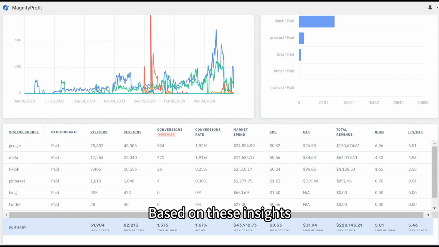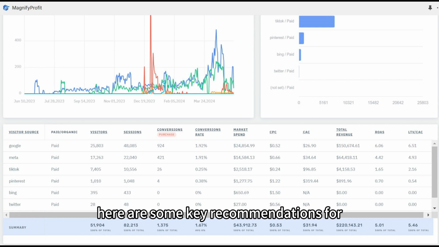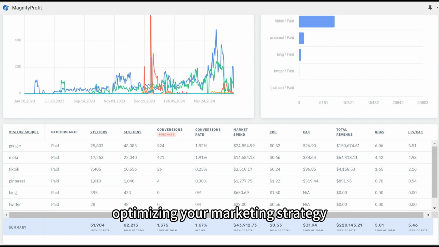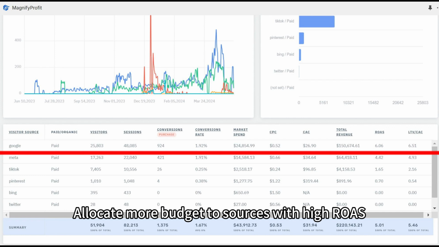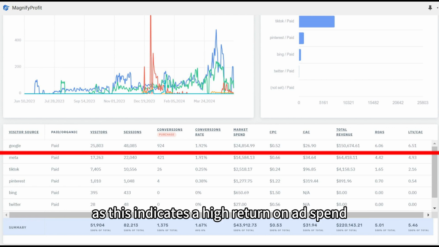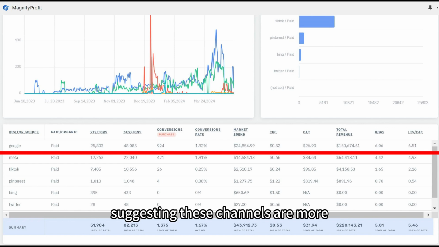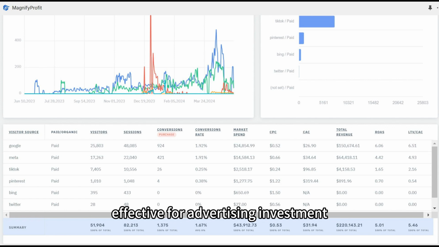Based on these insights, here are some key recommendations for optimizing your marketing strategy. First, focus on high ROAS sources. Allocate more budget to sources with high ROAS, as this indicates a high return on ad spend, suggesting these channels are more effective for advertising investment.